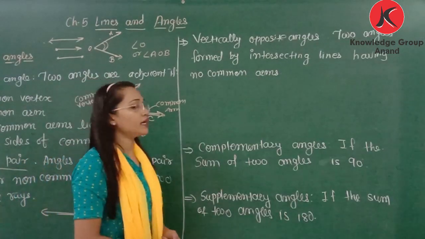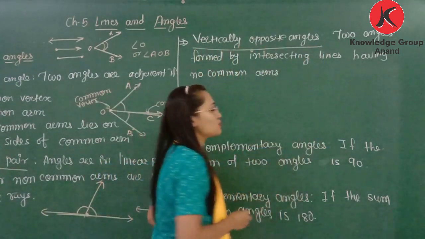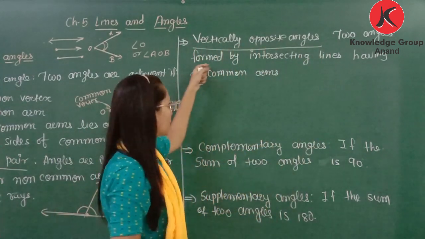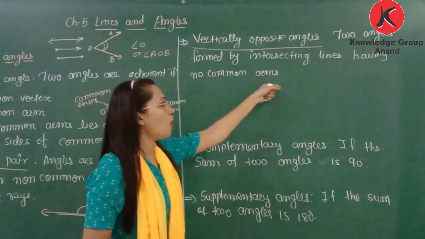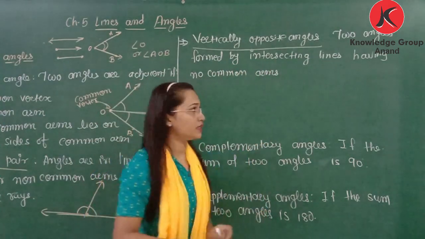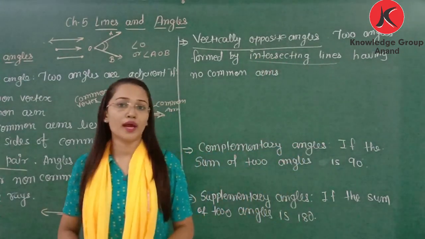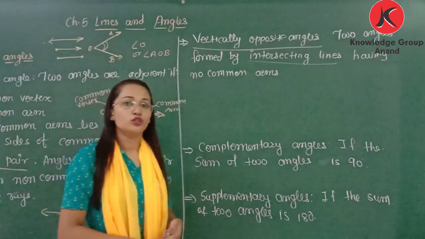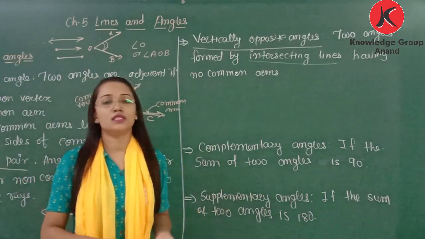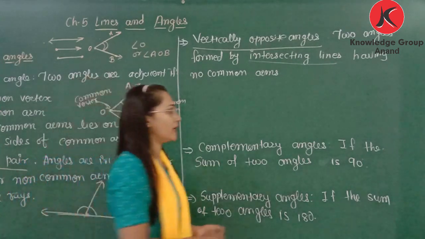Now, vertically opposite angle. What is a vertically opposite angle? If two angles are formed by intersecting lines and have no common arms. Now what is an intersecting line? Intersecting lines means two lines cross each other at one point. If two lines cross, or you can say meet each other at one point, then they are called intersecting.